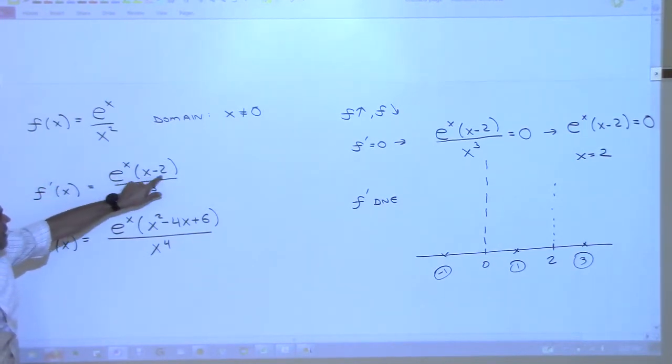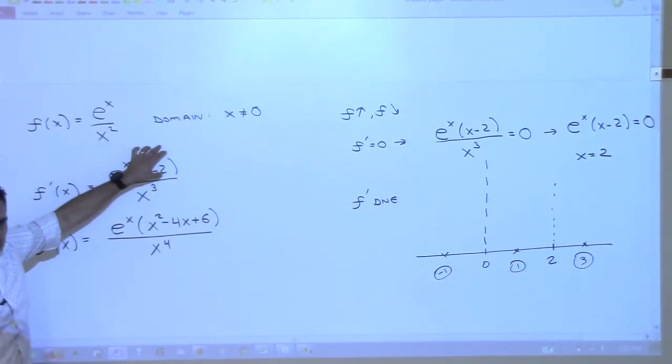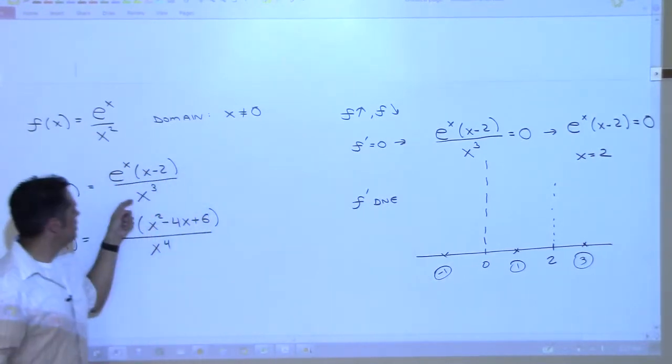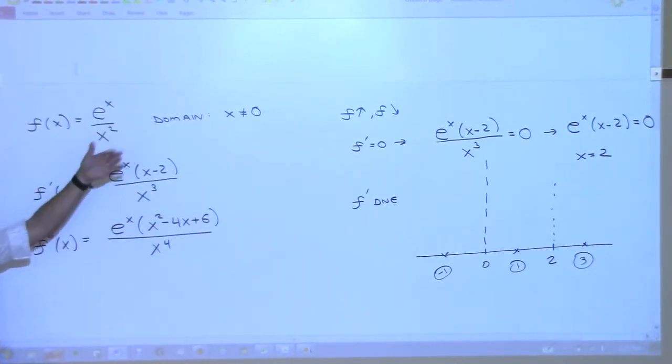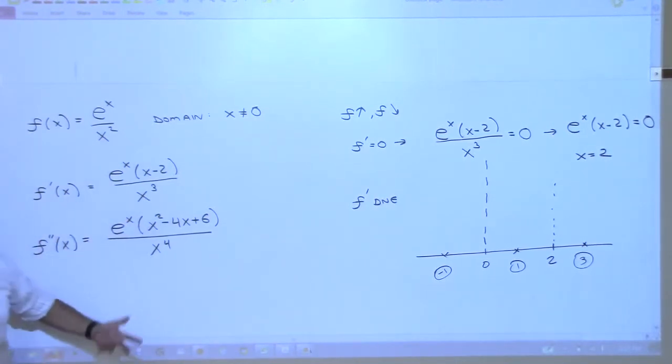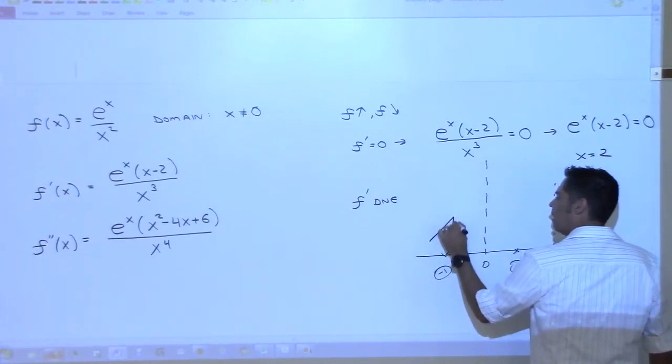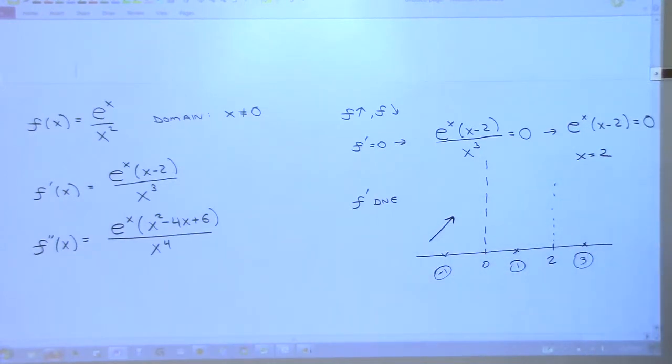What happens if I plug -1 in here? I get -3. So I have a positive number times -3 over what's -1 cubed, which is -1. So you have a negative on top, negative on bottom. It's going to be positive, which means my original function is going up, right?